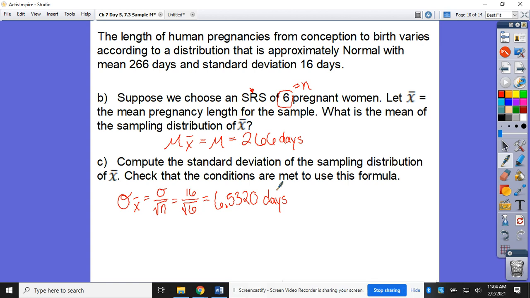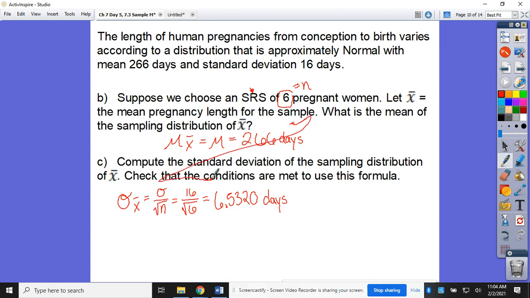Again, literally that equation justifies the fact that as our sample size increases, our variability decreases. That equation literally tells us that. If we plug in a bigger number, we get a smaller number.